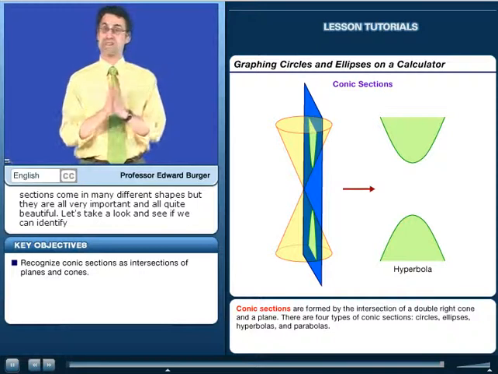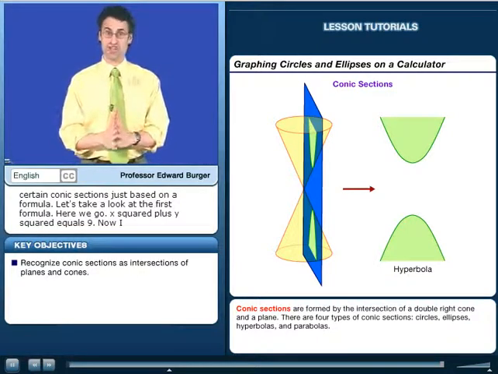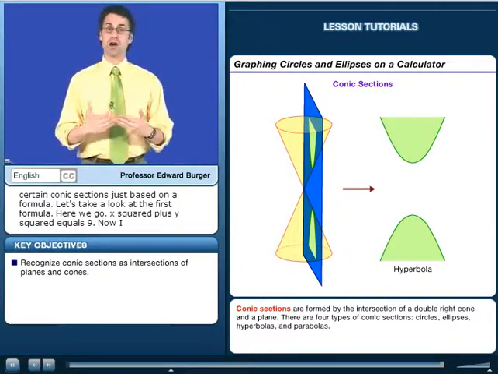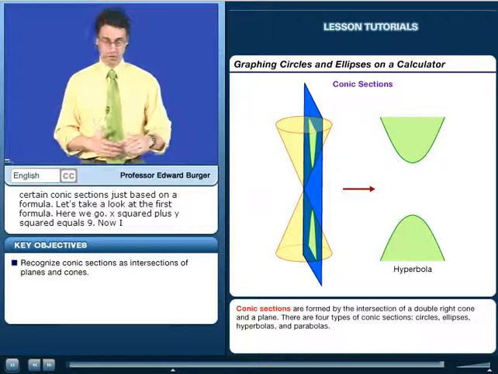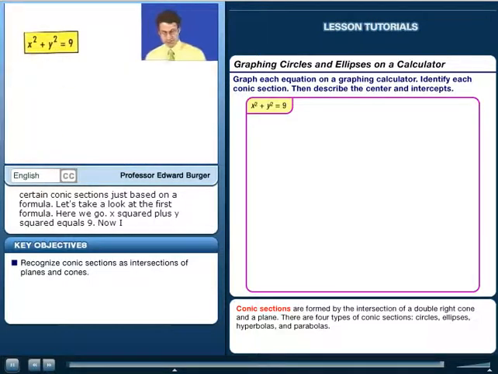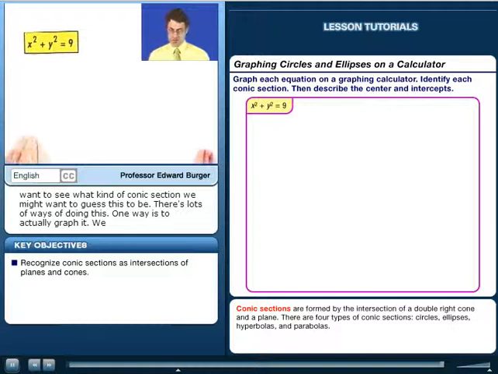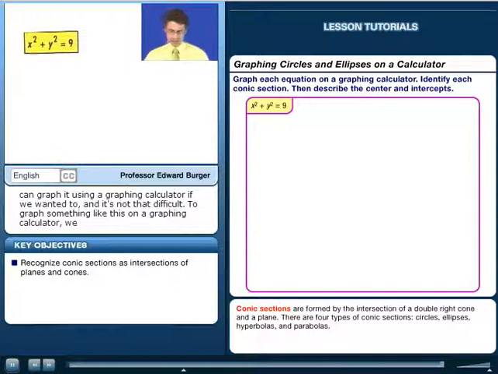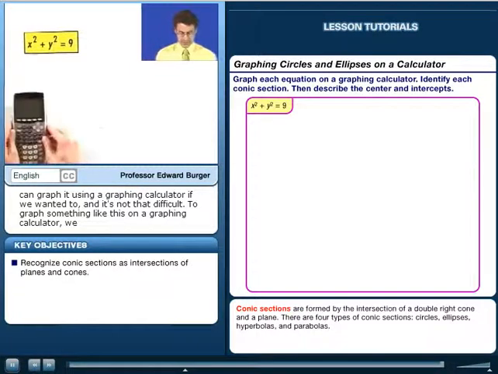Let's take a look and see if we can identify certain conic sections just based on a formula. So let's take a look at the first formula. Here we go: x squared plus y squared equals 9. And I want to see what kind of conic section we might want to guess this to be. There are lots of ways of doing this. One way is to actually graph it. We could graph it using a graphing calculator if we wanted to, and it's not that difficult.